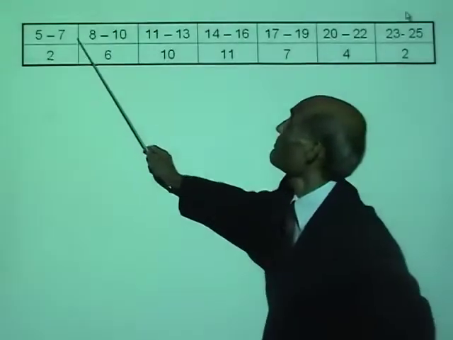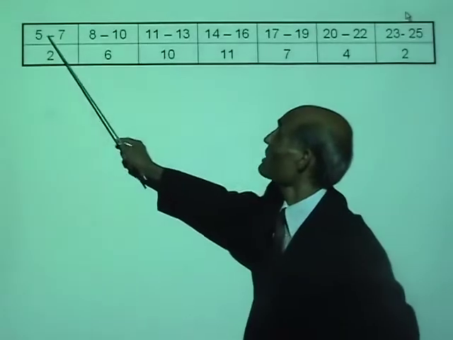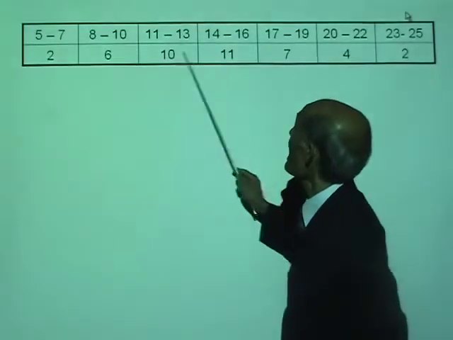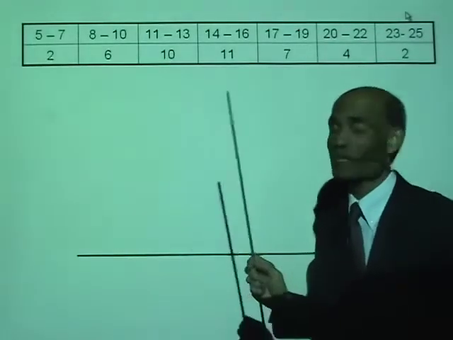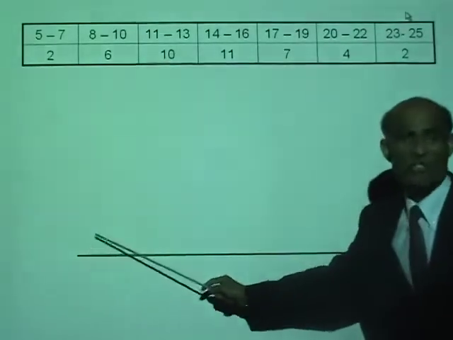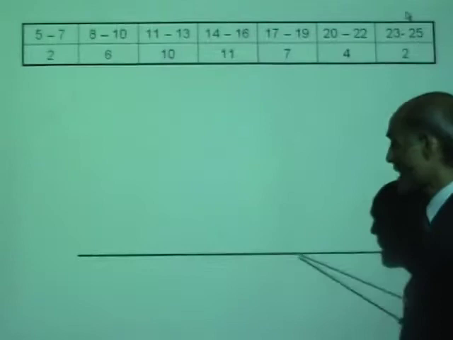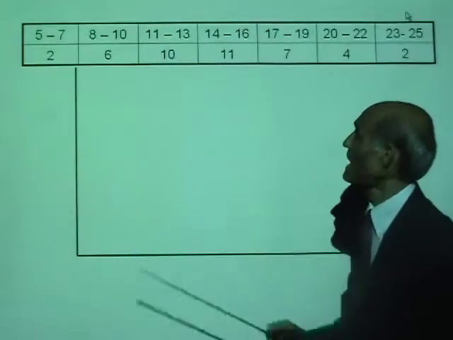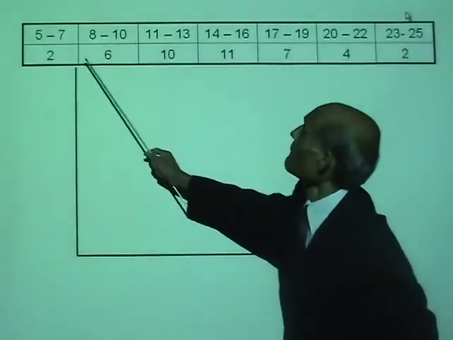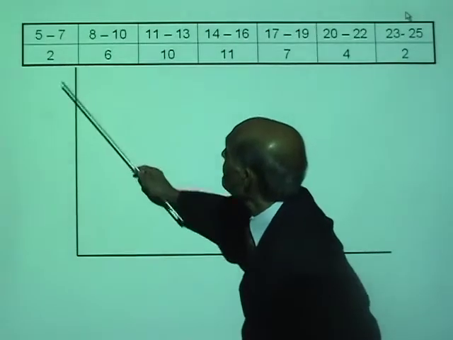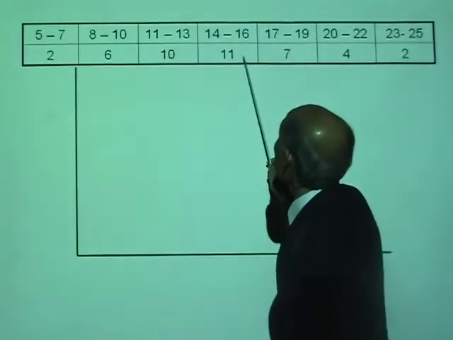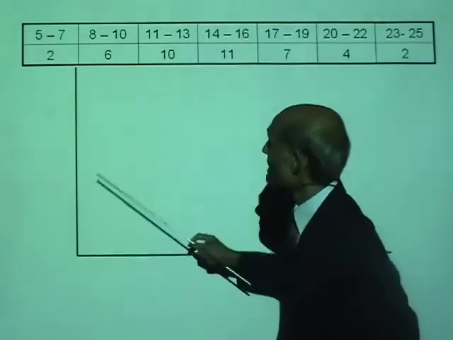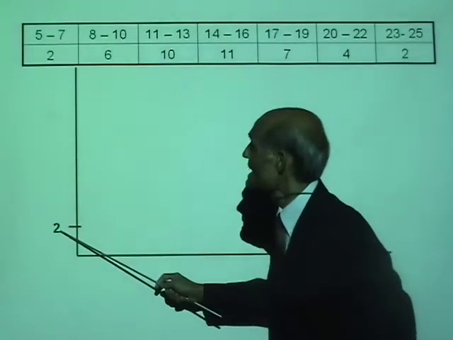Alright, now I have brought this over. These are the classes, these are the frequencies, and I'm going to show you how I drew the histogram. Now, a histogram is a graph. This is the x-axis, and this is the y-axis, and I'm going to draw the frequencies, that is, these numbers on the y-axis. The maximum I have is 11, so I'm going to go in steps of 2.